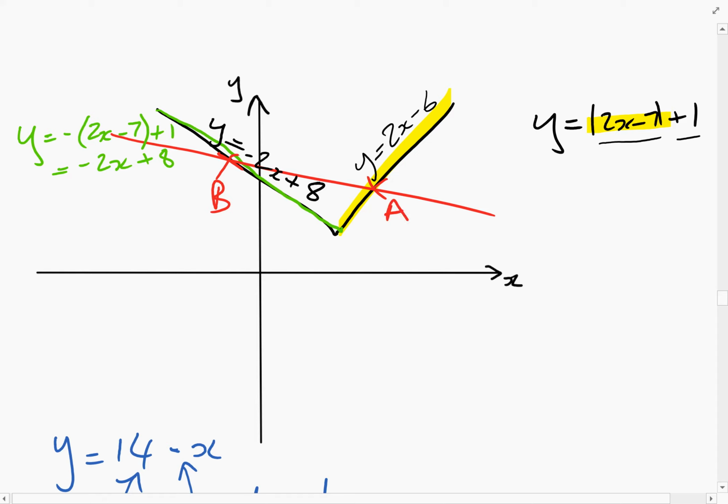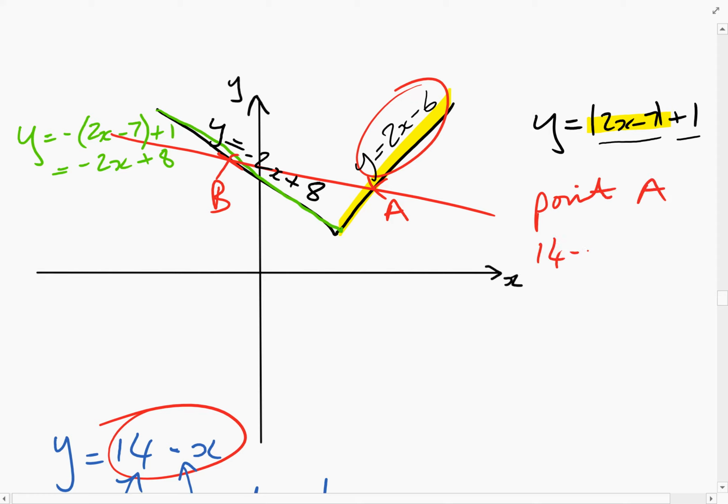All right, so to find the point A, we're going to see where this meets our red line. So to find point A, we're going to do 14 minus x equals 2x minus 6. So rearrange all that and you'll get 20 equals 3x. So x equals 20 over 3.